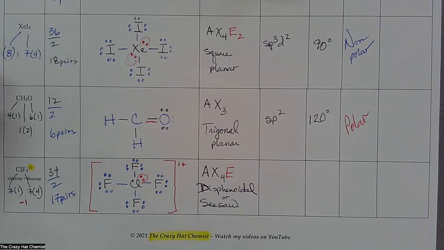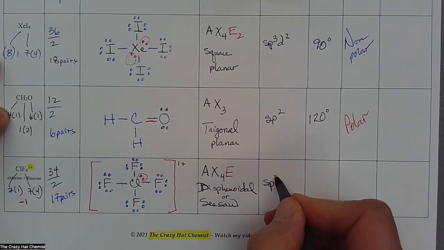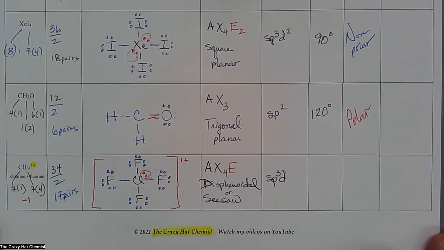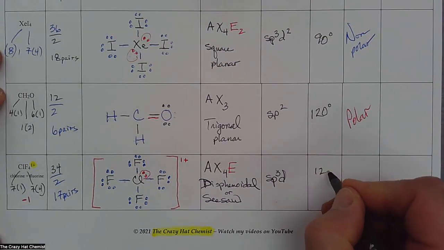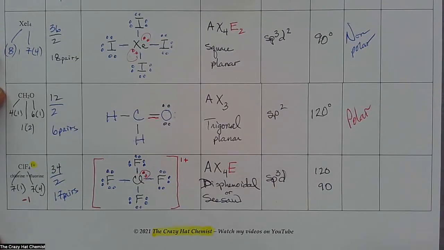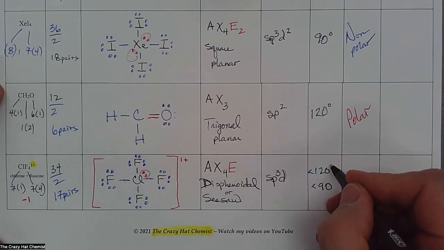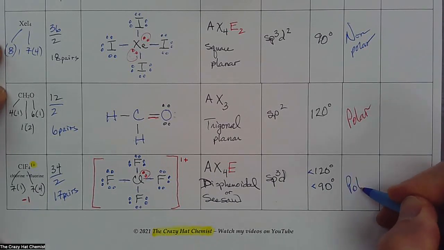So that's pretty cool. All right, now we're going to do the hybridization of this. This is S, P1, P2, P3, D. So it's sp3d hybridized. Okay, and if it is disphenoidal, then it has bond angles. There are two bond angles for trigonal bipyramidal geometries. This is a trigonal bipyramidal structure. Typically those bond angles are 120 and 90, but because of that lone pair, these bond angles will be decreased, and that is going to be less than 120 and less than 90. If it is disphenoidal, it is always going to be polar.